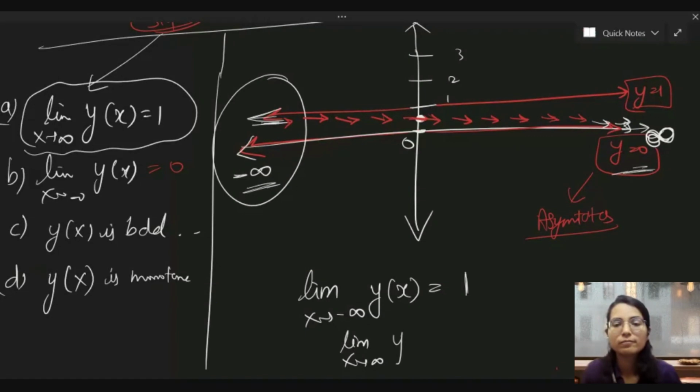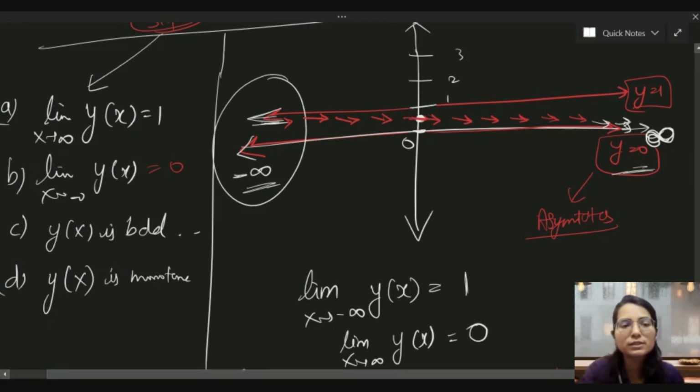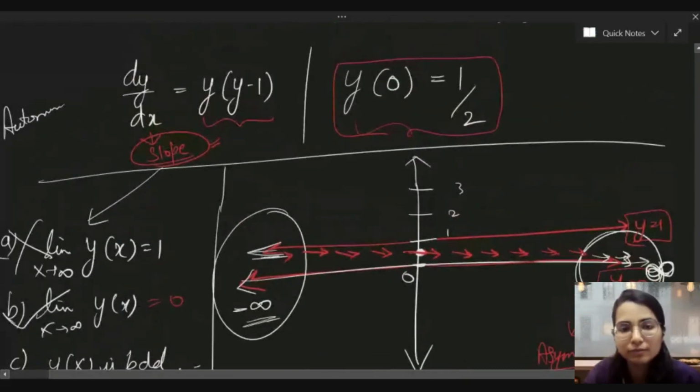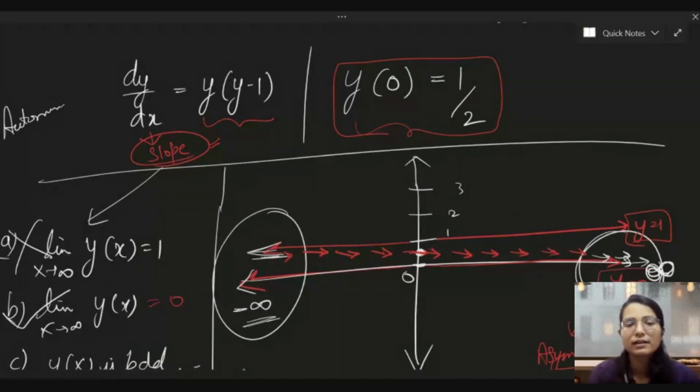And on the infinity side, it approaches 0. So what will be the correct option? First option says that as x approaches infinity, it goes to 1. No, not at all. As x approaches minus infinity, it goes to 1. So the first option is incorrect. The second option is correct, because we have noticed it right here. Third option says your solution is bounded. Now, the thing is that the question doesn't end here. Let me tell you why.